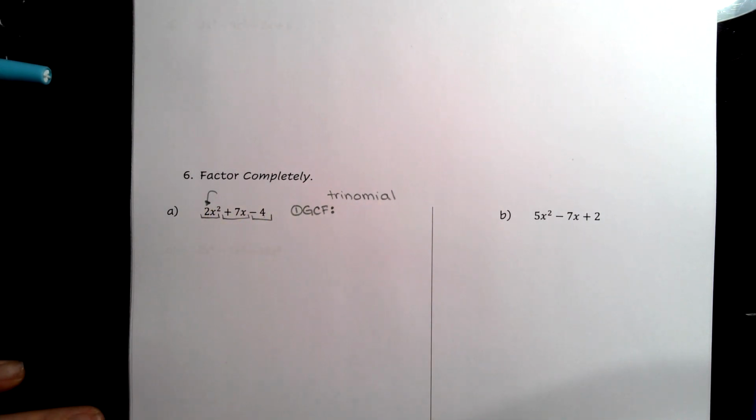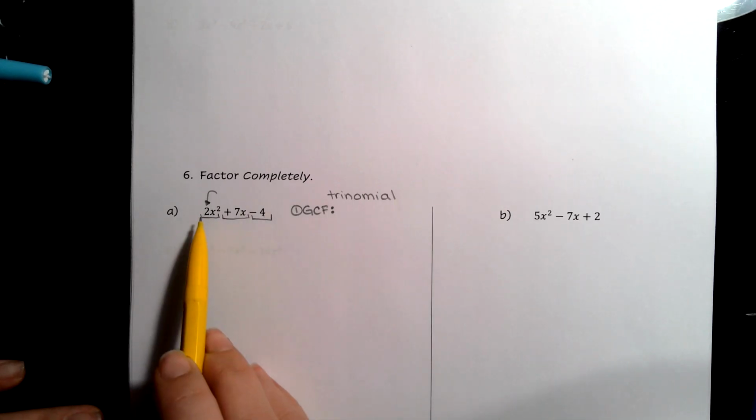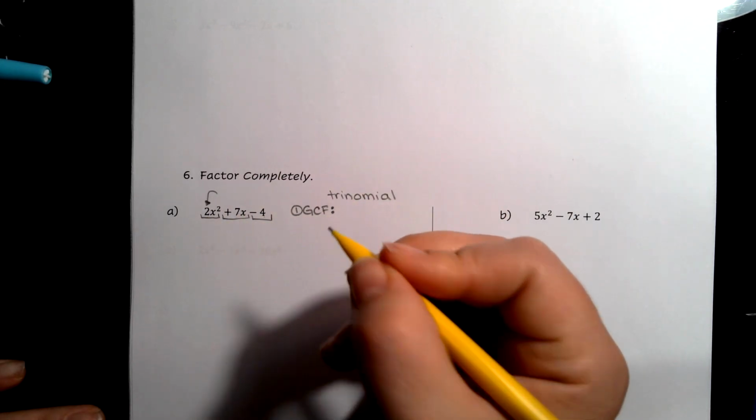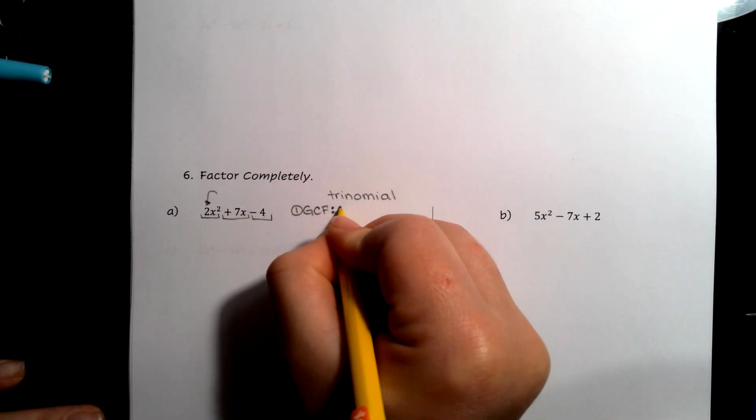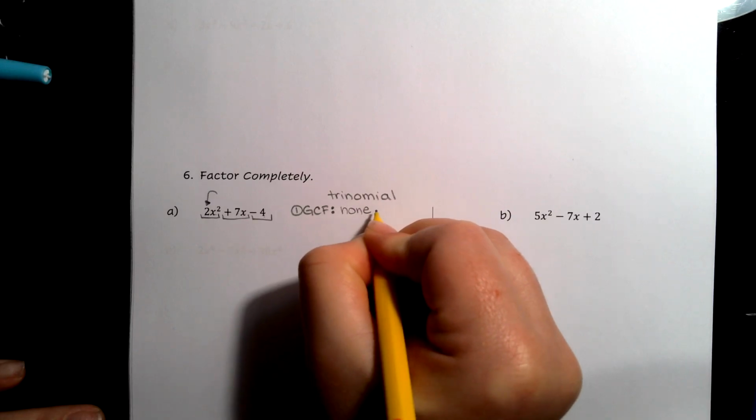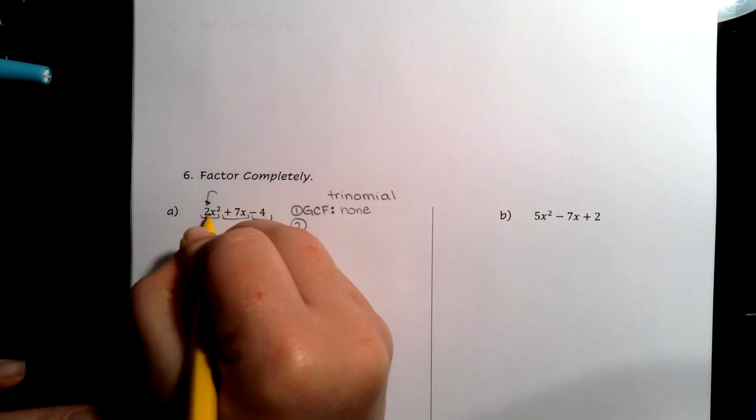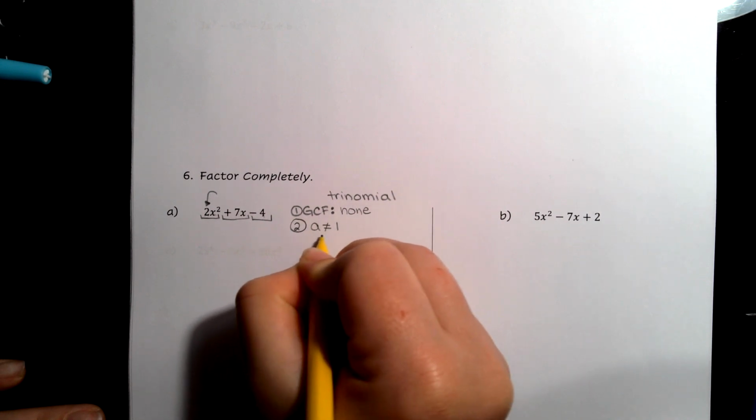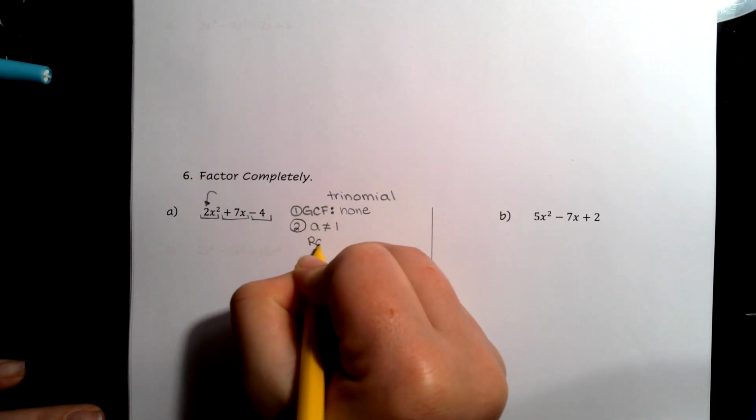Now, I drew an arrow on 2 because sometimes when you have a leading coefficient of 1, there is no numerical GCF. It's just like an X potentially. But since we do have a 2, it could be a numerical GCF. So we have 2, 7, and 4. 2 and 7 do not get along. X, X, no X, there is no GCF. Then I'm looking at my A value. My A value is not 1. Since my A value is not 1, that means I need to use the rainbow method.